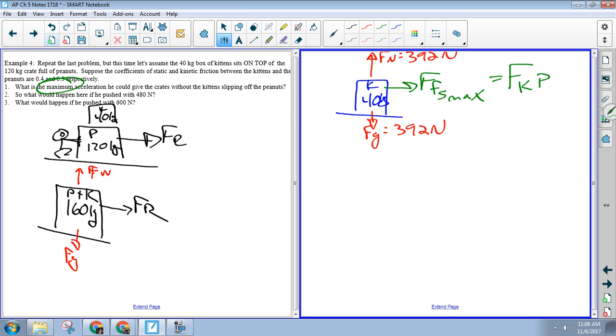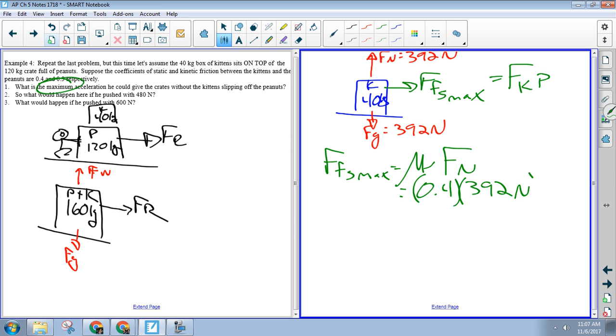Oh, and we can actually calculate that, can't we? F_fs max is our coefficient of static friction times our normal force. Our coefficient of static friction was 0.4. Our normal force is 392. Multiply this out, and you get a number that I don't remember off the top of my head, but somebody conveniently left a calculator. What do you got? 156.8. Thank you.